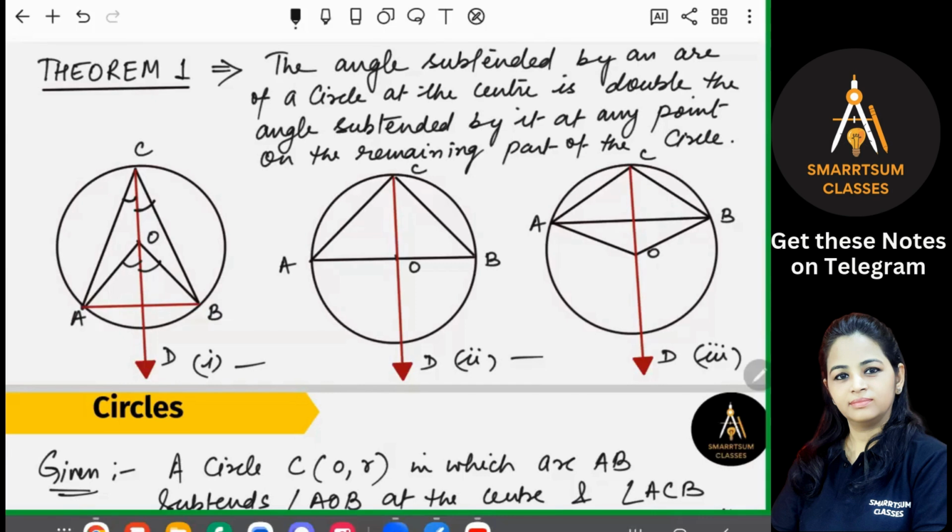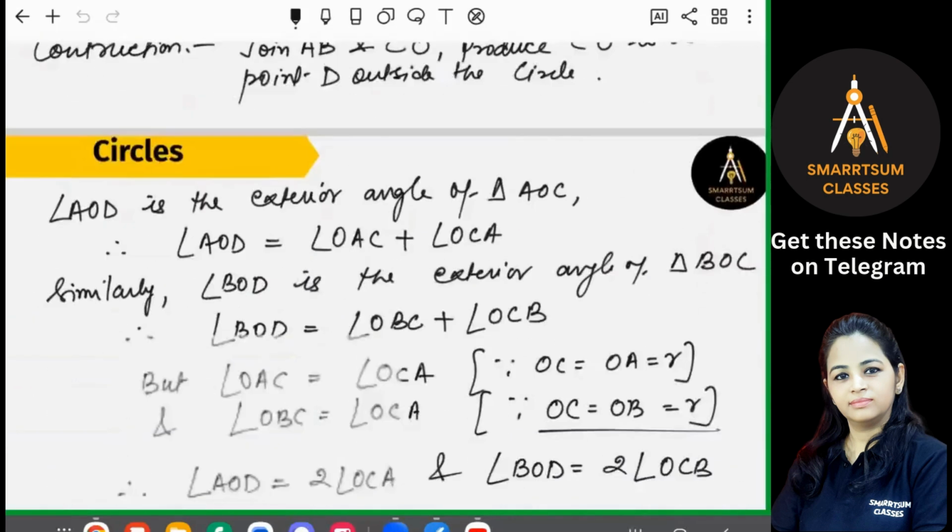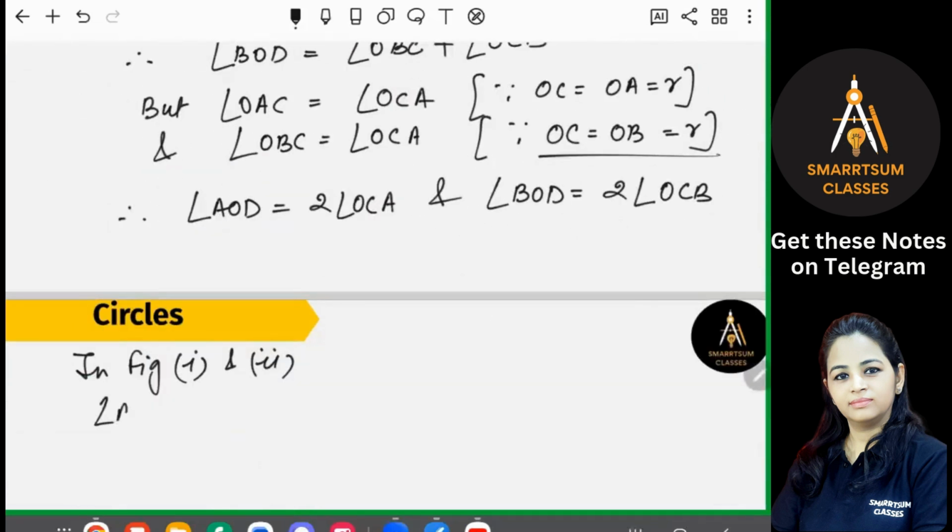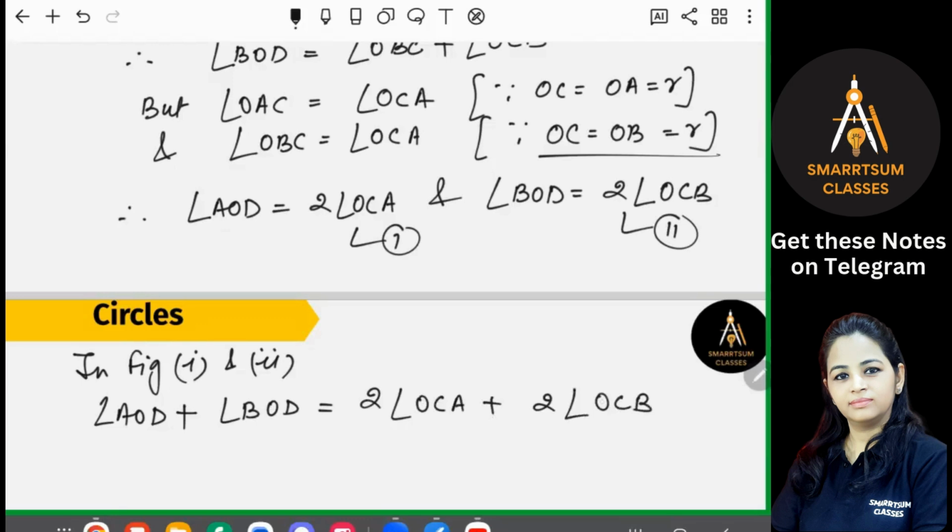Yes or no? Isn't it? Right? So in these two figures, similarly here, angle AOD and angle BOD is equal to twice of angle OCA and twice of angle OCB. We have simply added the two equations. Yes or no? Getting that? So what we can write down? In these two figures, angle AOD plus angle BOD, we will simply add these two equations, is equal to twice of angle OCA plus twice of angle OCB.